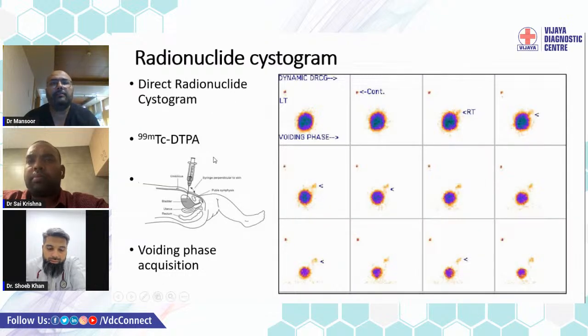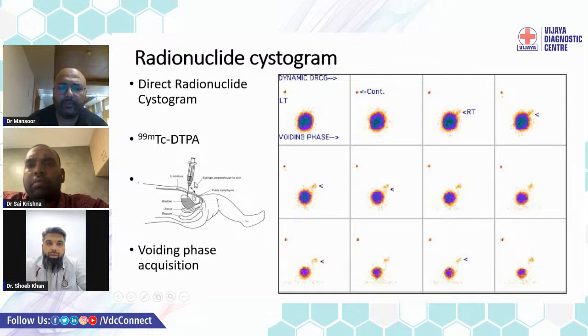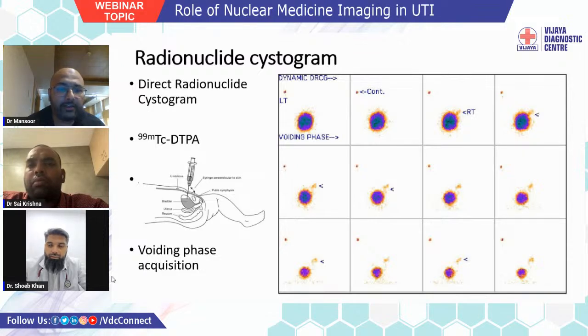And then this is a direct radionuclide cystogram, where we give a suprapubic injection into the bladder. We use technetium DTPA, a very small quantity of radiation, and in a full bladder we inject it via direct suprapubic injection, and we ask the patient to void. During the voiding phase, we can see the reflux into the ureter here.